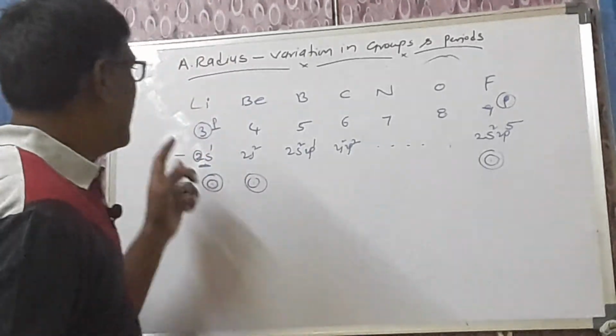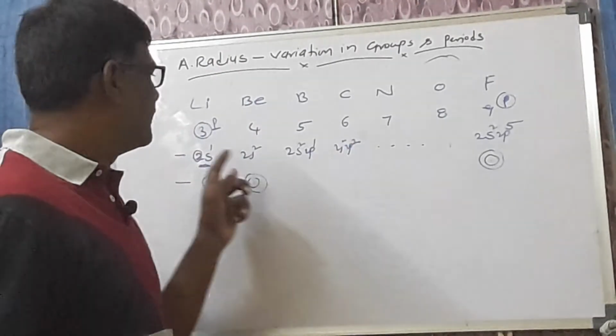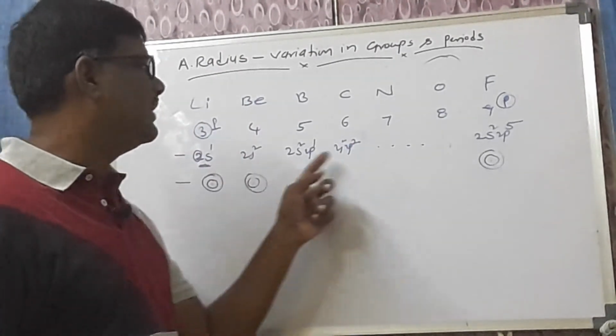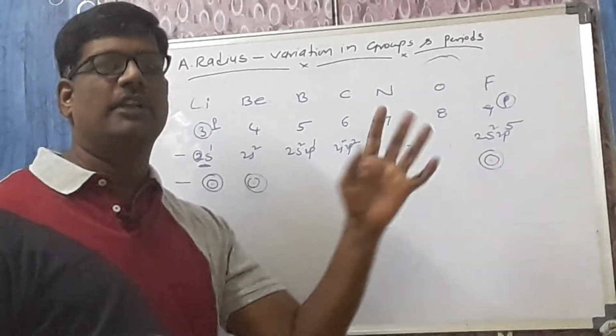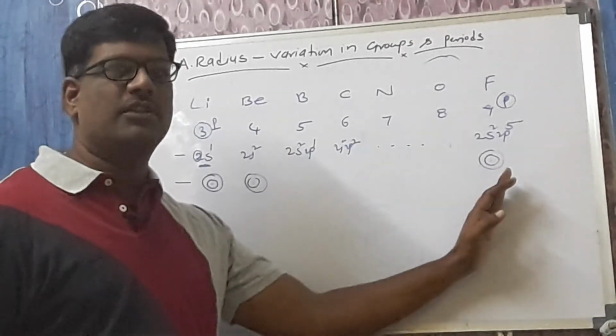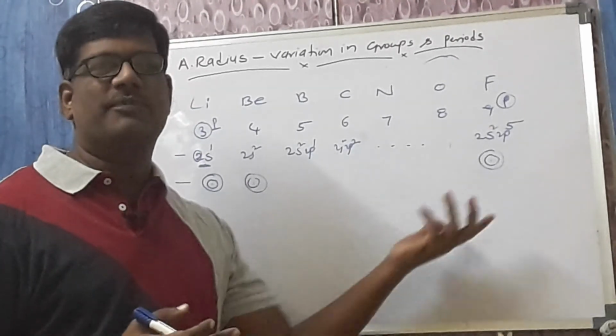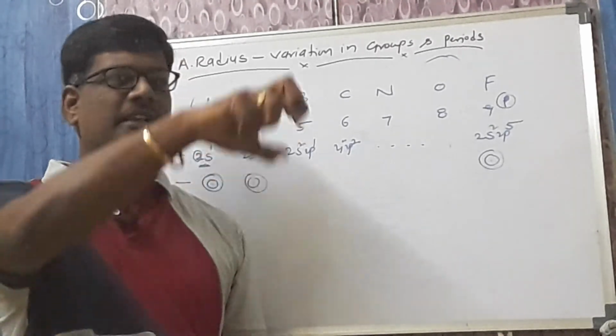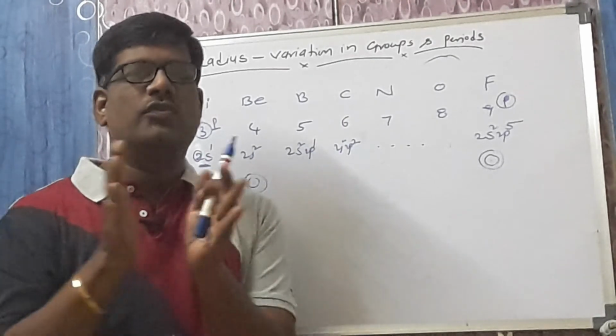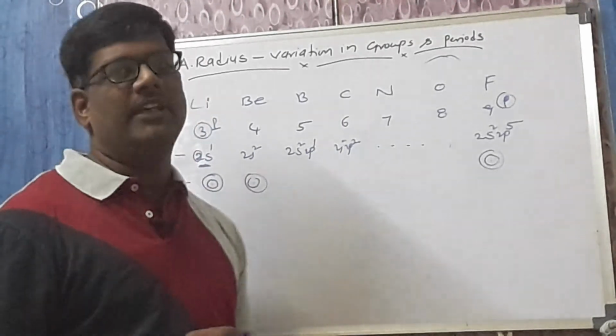Come on here once again. As we move in a period left to right, the differentiating electron enters into the same principal quantum number 2, 2, 2 only, 2 shells only. Here 2 shells, here 2 shells. But as we move left to right, nuclear charge increases, number of protons increases. Protons increase, nothing but they drag the valence electron towards the nucleus. Ultimately size decreases.